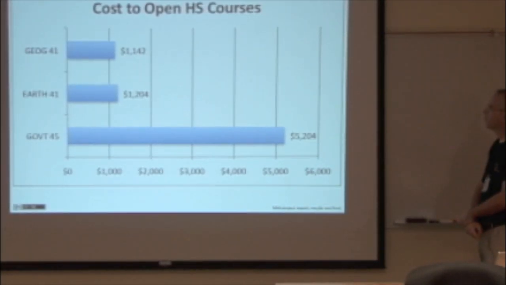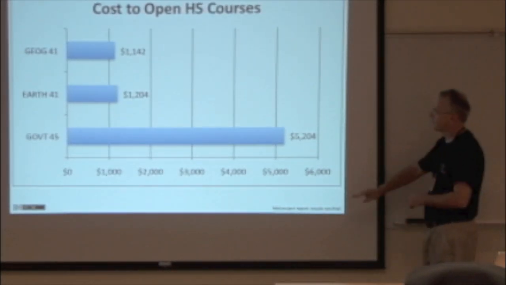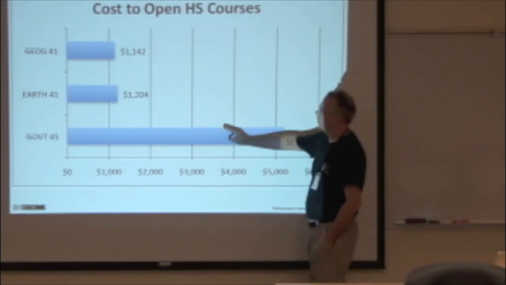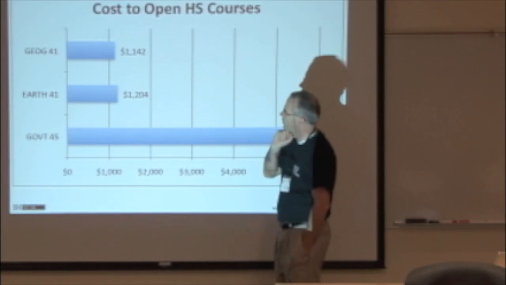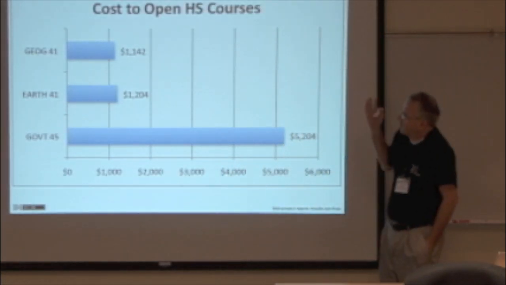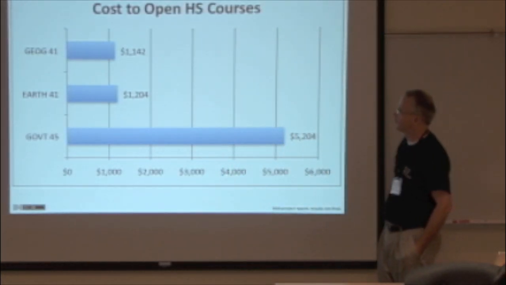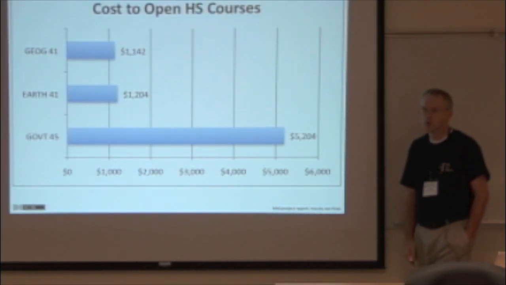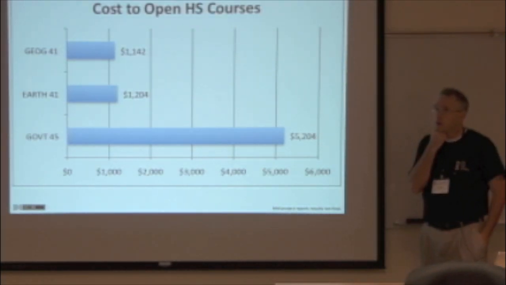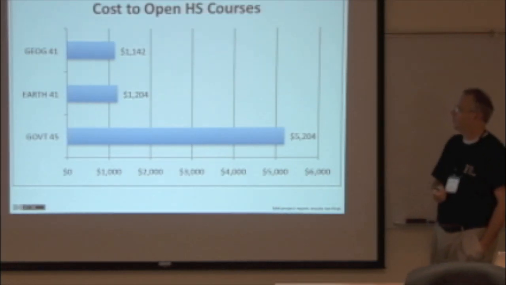So the first high school course that we opened cost about $5,000, and then after that we got the cost down to somewhere between $1,150 and $1,200 a course. It might go down a little bit more if we continue to do more of them, but I'm guessing somewhere between $1,100 and $1,200 per course is the cost to open high school courses for BYU Independent Study.